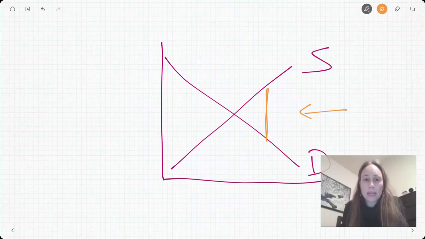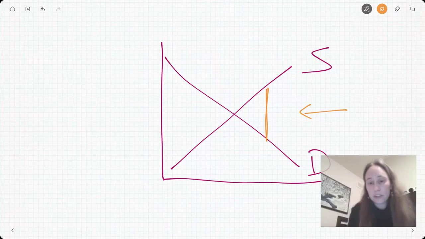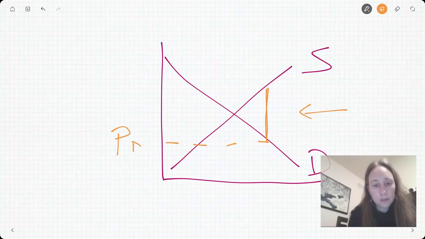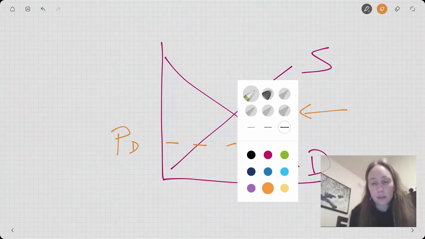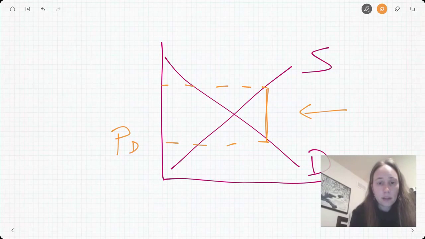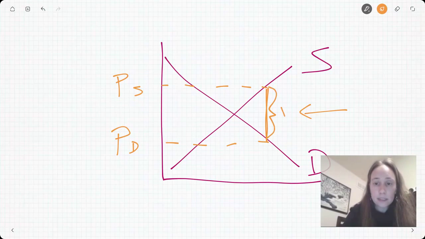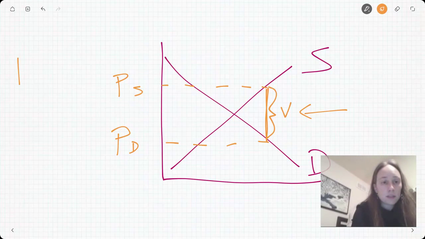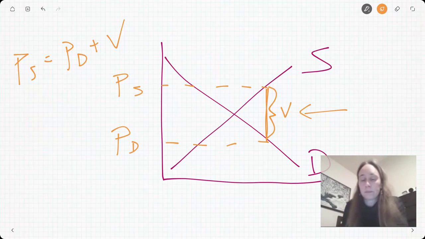Okay. And what the wedge does is just sort of clean up the graph a little bit and draw our attention to the fact that the price paid by consumers, reading off the demand curve here, ends up being different than the price received by the suppliers. Okay? And the difference is the amount of the voucher. So the price the suppliers get is the price the consumers pay plus the voucher.